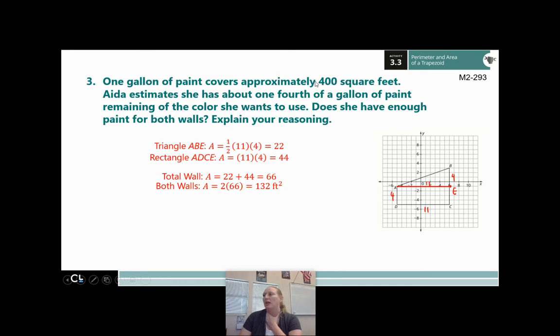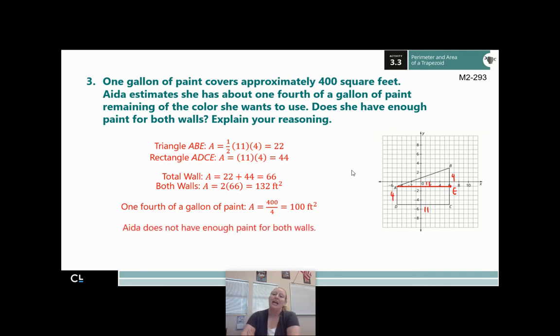Now here's the other trick. Remember a gallon was 400 square feet, but she only had a fourth of that gallon. So if I take that 400 and I divide it by 4, she only has enough paint to cover 100 square feet. I would get her for one wall, but it definitely wouldn't cover both walls. So Ada does not have enough paint for both walls.